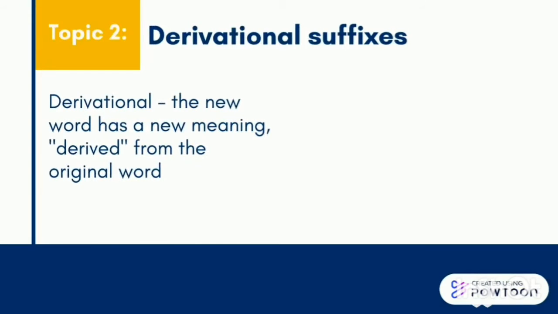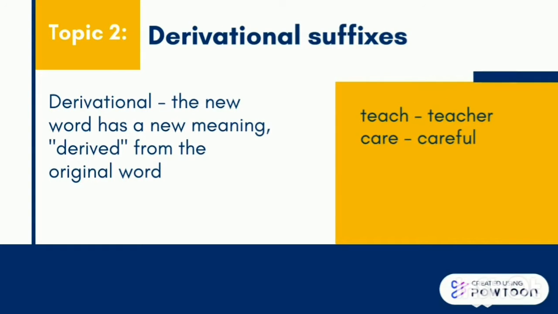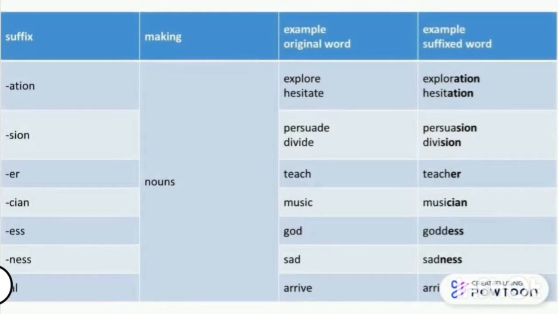The topic is derivational suffixes. Derivational, the new word has a new meaning, derived from the original word. For example, teach, teacher, care, careful. Let's look at this table. At this table, there are some noun-forming suffixes. For example, tion, hesitate, hesitation. For example, divide, division, teach, teacher, music, musician, sad, sadness.